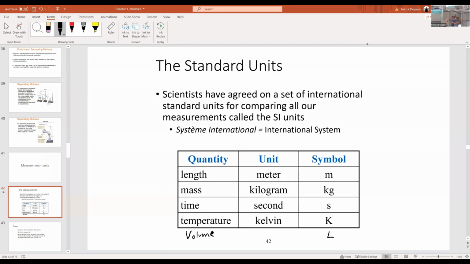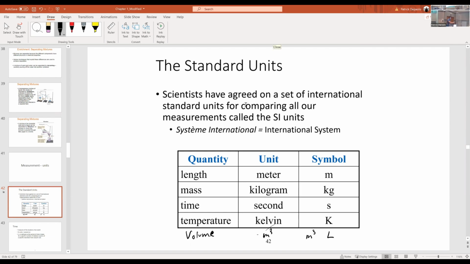A unit. So the symbol, sometimes we use liter, but sometimes we actually use the cubic meter as the SI unit for volume. That's actually the SI unit for volume. But in chemistry, we love to use the liter. Liter is a lot better. The cubic meter is actually 1,000 liters.